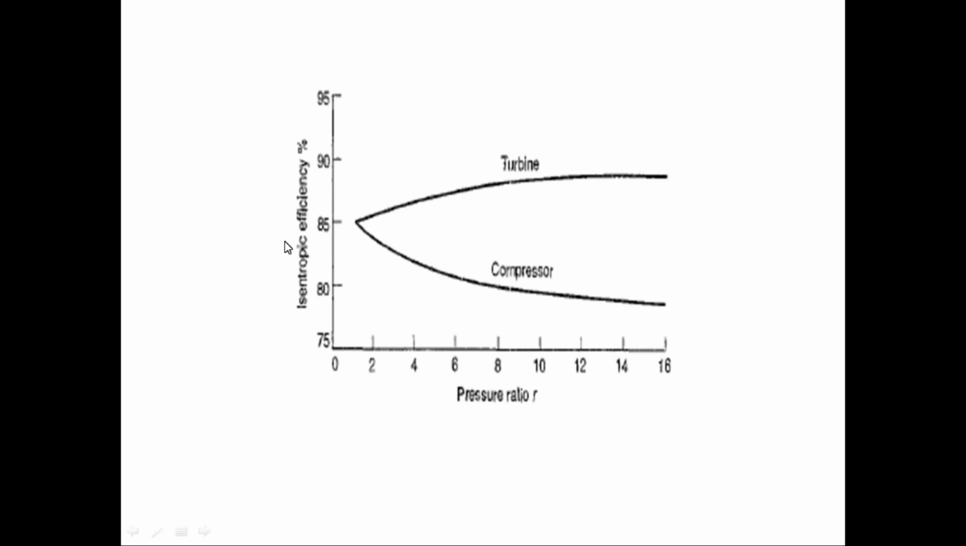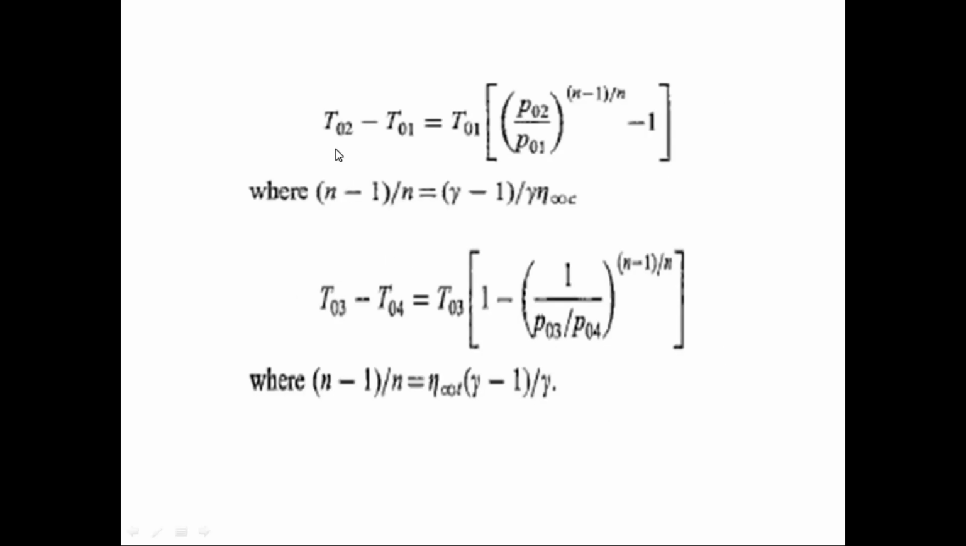So we have plotted the isentropic efficiency on the y-axis, and on the x-axis we have plotted the pressure ratio. As you can see here, for the higher pressure ratio we have the higher isentropic efficiency of the turbine. Now if you recall the expression T02 minus T01, which is equal to T01 times, the compressor efficiency is now written in terms of the polytropic efficiency in this form, which is P02 by P01 raised to power n minus 1 by n, minus 1, where n minus 1 by n is equal to gamma minus 1 by gamma times the polytropic efficiency of the compressor.